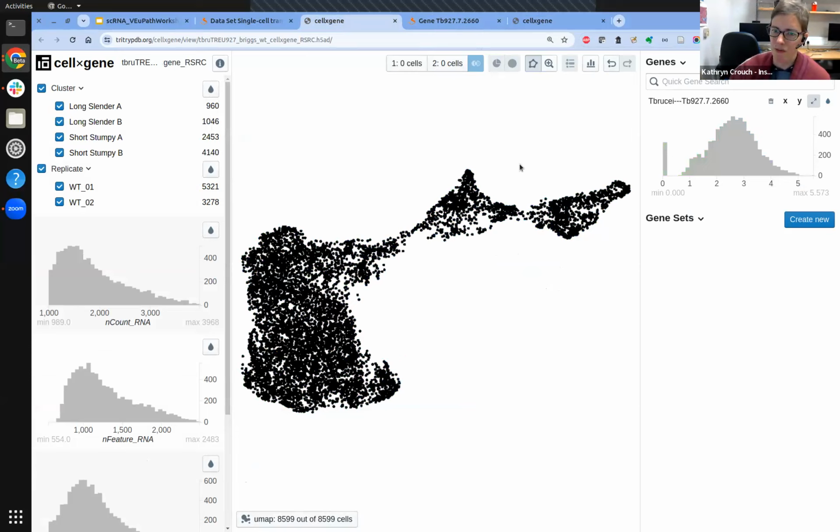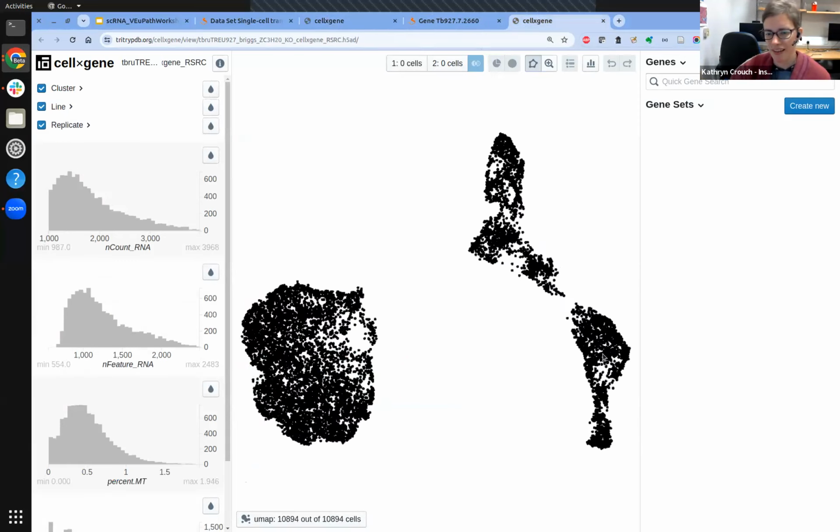You can see that here we've got our slenders over here, and they're all sort of differentiating into stumpies over here. This one is laid out similar. We do have slender forms over here, and we have stumpy forms over here. The connection between them isn't as clear, and we've got this other weird sort of bobble of cells up here. So let's have a look.